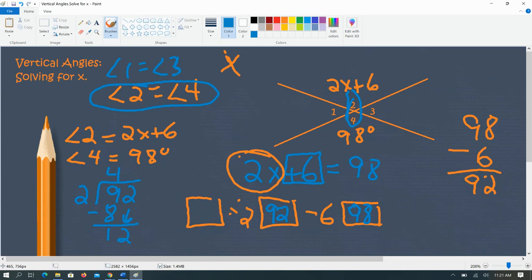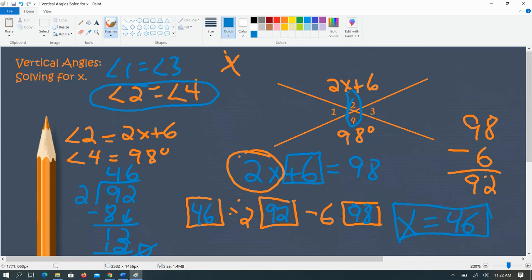So, again, 2 times what is 12? So 2, 4, 6, 8, 10, 12. So 6 times. So 2 times 6 is 12, and that's going to cancel out, right? Because 12 take away 12 is just going to be 0. And then I'm done with that. So my final answer here is 46, which means my x is equal to 46.